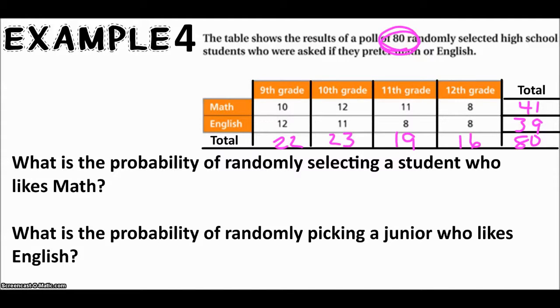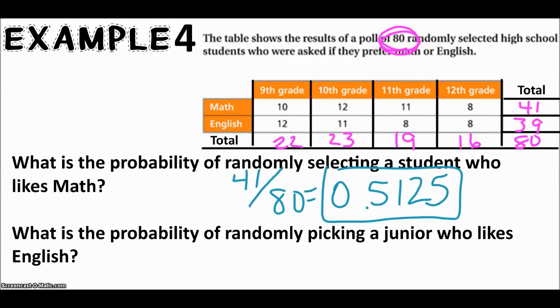So now that we're done setting up our totals, let's figure out the probability of a randomly selected student who likes math. Out of all of the 80 students, 41 of them like math. So it should be 41 over 80, which is 0.5125.